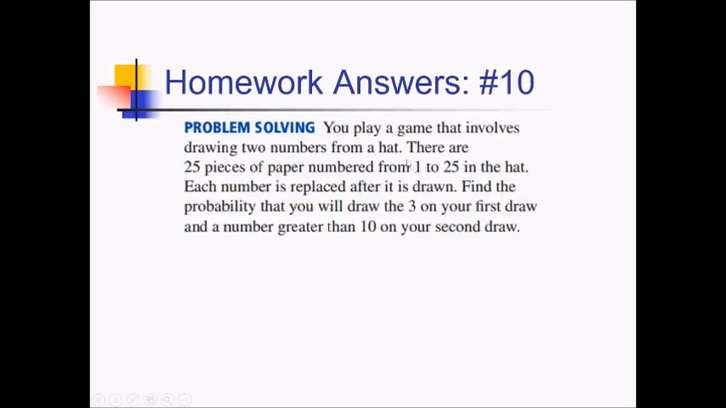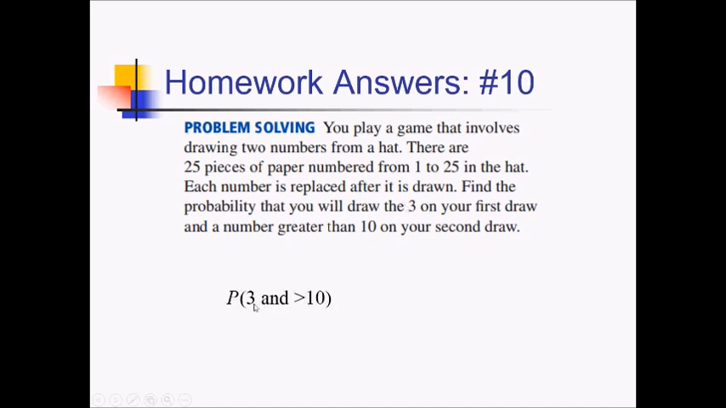For this problem, we're playing a game involving drawing 2 numbers out of a hat. They're on pieces of paper numbered 1 through 25, and we replace the number after we draw it, which is important. We want the probability that we'll draw 3 the first time and a number greater than 10 on the second. So because I'm putting the numbers back, these are going to be independent events. What I draw on the first time has no bearing on what I'm able to draw the second time. So let's go ahead and find the probability of getting a 3 followed by a number greater than 10.